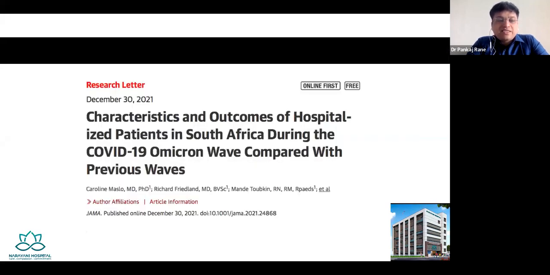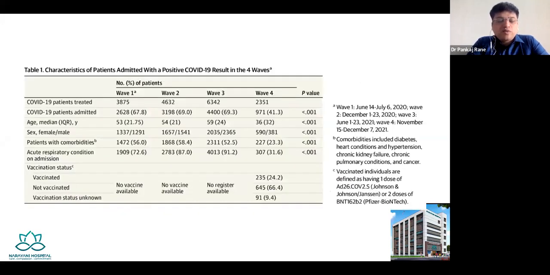They have studied characteristics and outcomes of hospitalized patients in South Africa during the COVID-19 Omicron wave compared with previous waves. That means they studied how those admitted in the Omicron wave compared with the previous waves. This was their fourth wave, for us it is the third. So wave 1, wave 2, wave 3 and wave 4, they have treated almost 3,000, 4,000, 6,000, 2,000 patients.